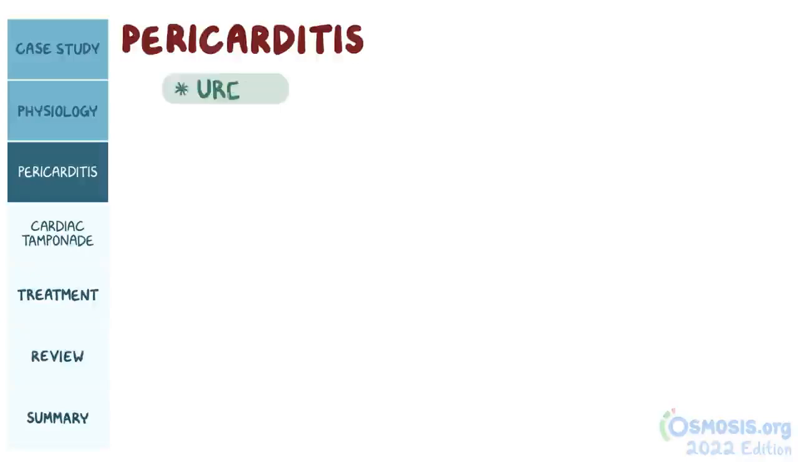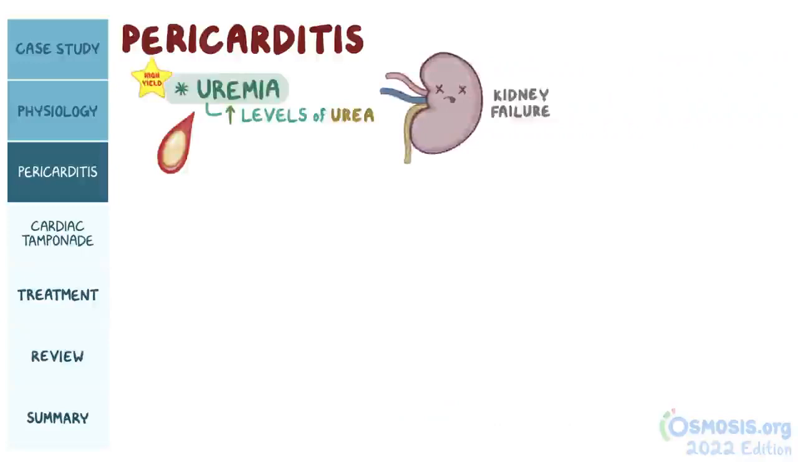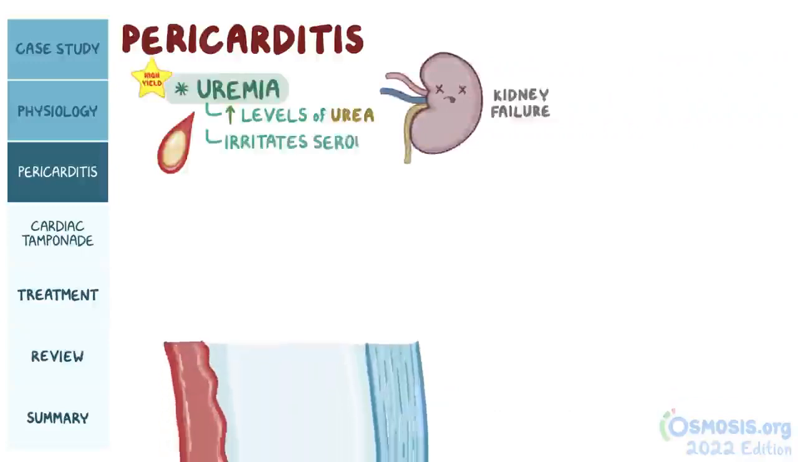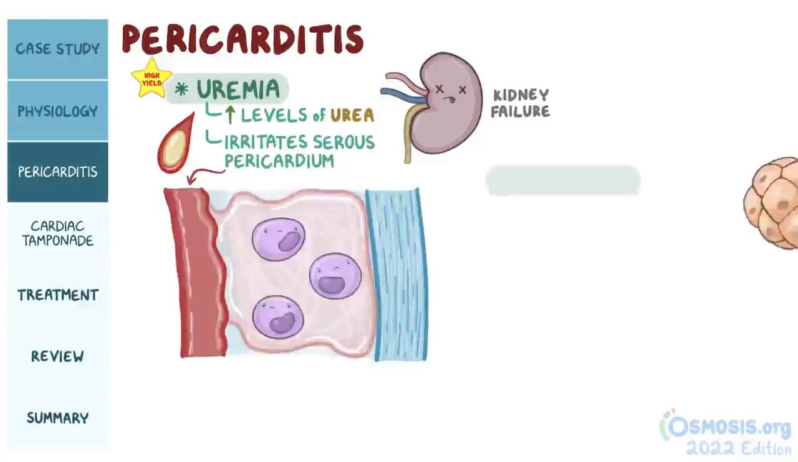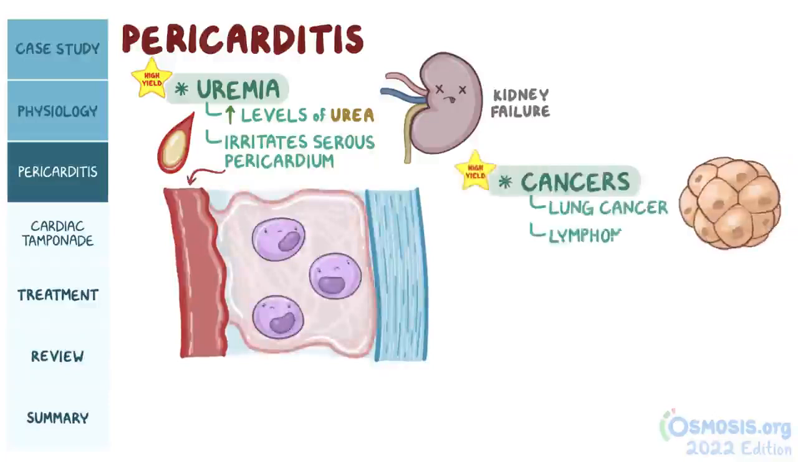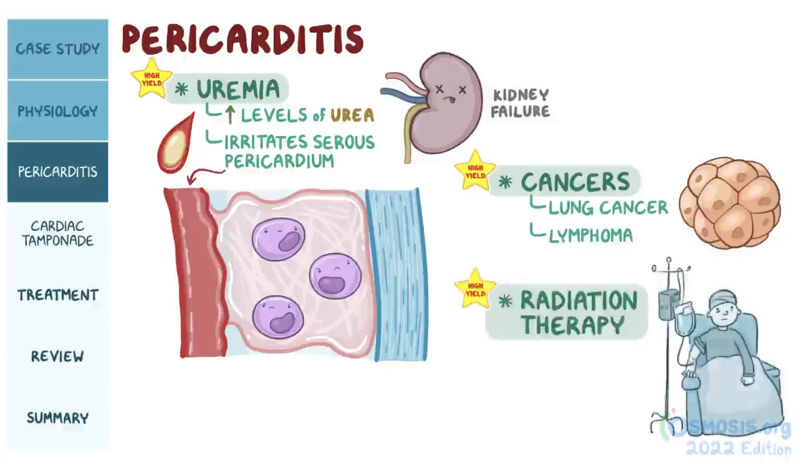Another cause is uremia, which is when the blood levels of urea get really high, and this usually happens due to kidney failure. The high levels of urea irritate the serous pericardium, making it secrete a thick pericardial fluid that's full of fibrin strands and white blood cells. Cancers like lung and lymphoma can also lead to pericarditis, due to metastasis that reach the pericardium, irritating it. Finally, there's radiation therapy that can also lead to pericarditis.